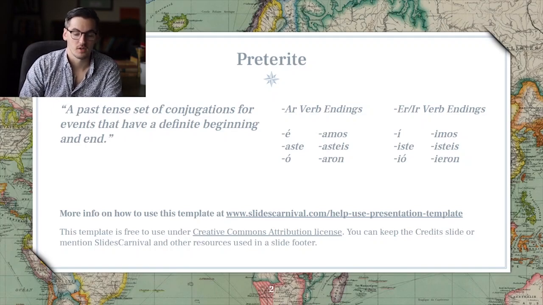But just as a refresher, AR verbs end in é with an accent. So aste, ó, amos, which is the same as the present tense indicative form. Asteis, which is the vosotros form, and you don't usually use that in South America. And aron. So hablaron. Okay, so the ER and IR verb endings are í with an accent. Notice the similarities between the AR and then the ER and IR verbs. So iste, yo, imos, istes, and yeron.